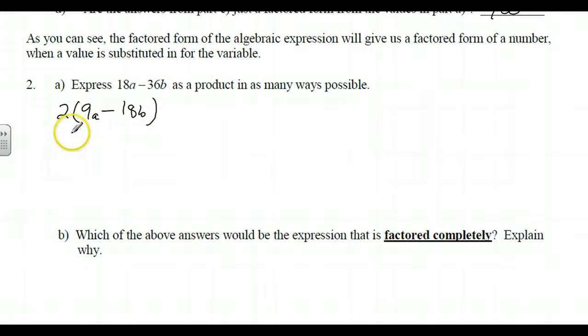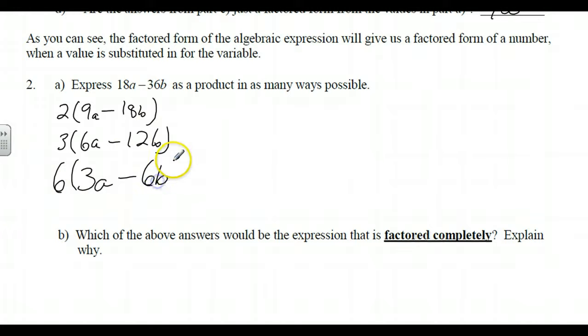Okay, does 3? Yeah, 3 goes into 18 and 36. 6a minus 12b. So I divide each of these terms by 3. How about 4? No, goes into 36, but not 18. 5? Neither. 6? Yes. 18 divided by 6 is 3. So I need to get 18a. And 36 divided by 6 is 6, so minus 6b.